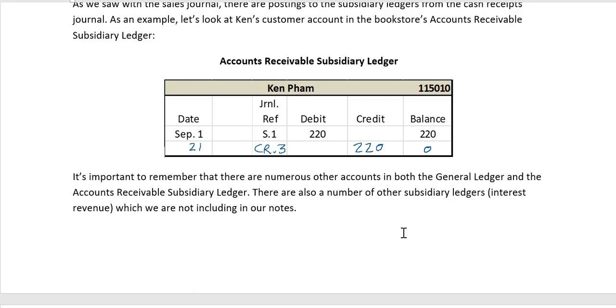It's important to remember that there are numerous other accounts in both the general ledger and the AR subsidiary ledger. There are also a number of other subsidiary ledgers, for example, interest revenue, which we are not including in our notes.